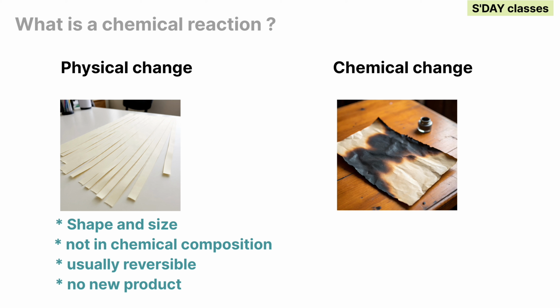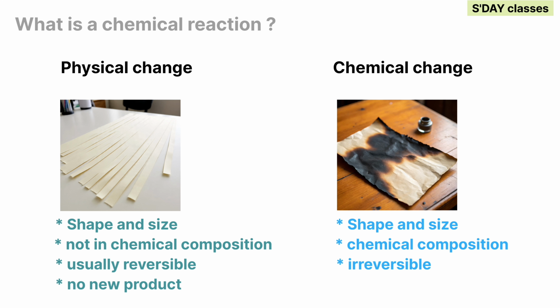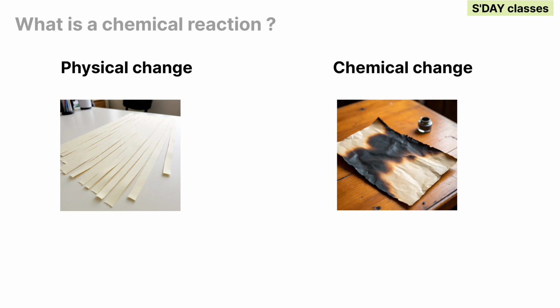On the other hand, when paper is burnt, there is a change in shape and size, a change in chemical composition, the process is irreversible, and a new product is formed. Okay, let's understand this further. There are physical changes and chemical changes.